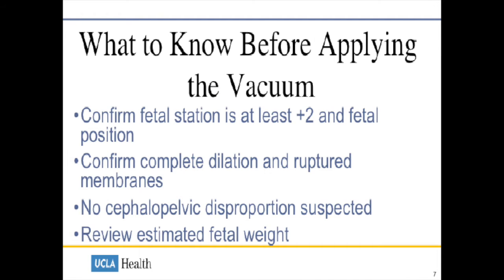Before applying the vacuum, there are a number of things you must know. You must confirm the fetal station is at least +2 and confirm the fetal position. You must confirm complete dilation and ruptured membranes. You must confirm that you do not suspect any cephalopelvic disproportion, and you must review the estimated fetal weight.